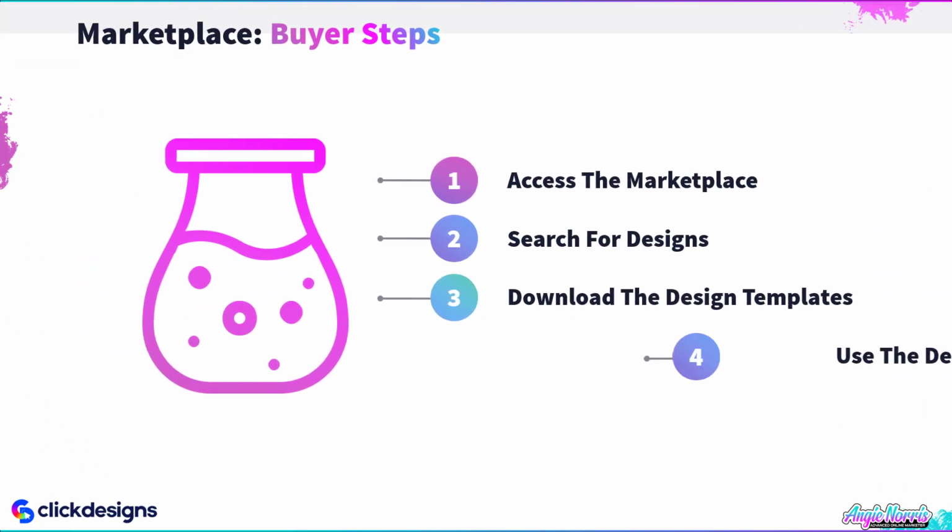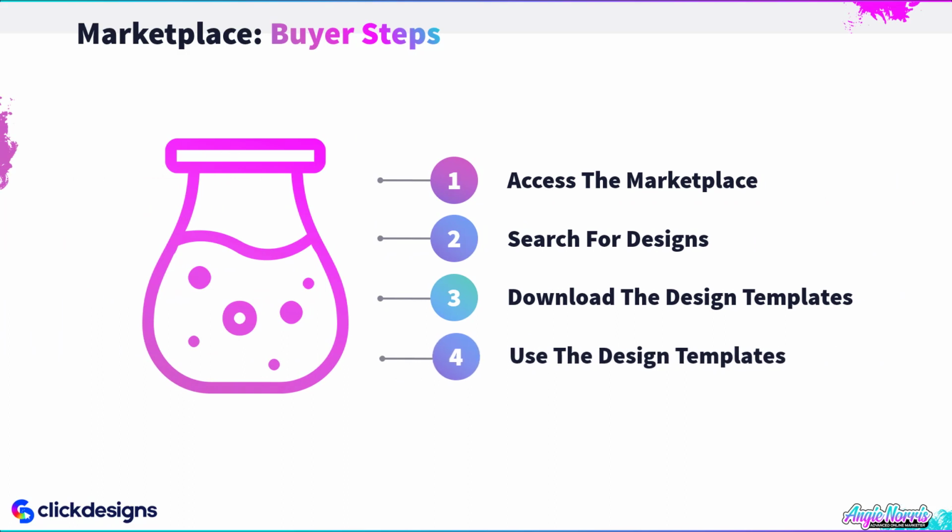And let me just quickly go over the 4 buyer steps. So as a buyer, how you get in there and how you can actually take advantage of some of these designs that people are making. So number 1 is access the marketplace. Inside your ClickDesigns dashboard on the top, it says marketplace. You click that. Number 2, you search for the designs.